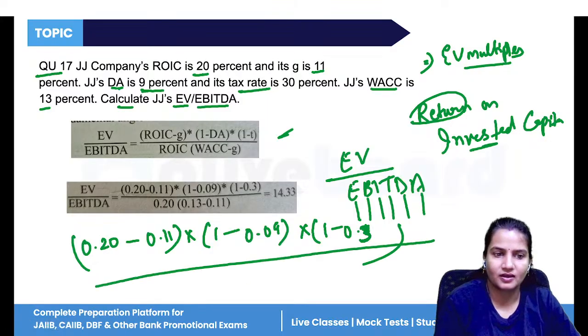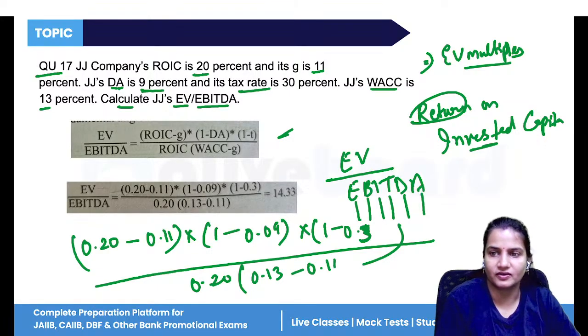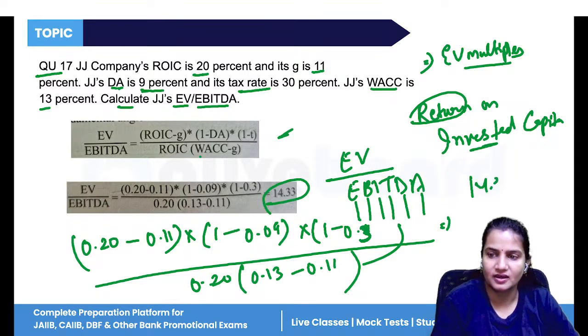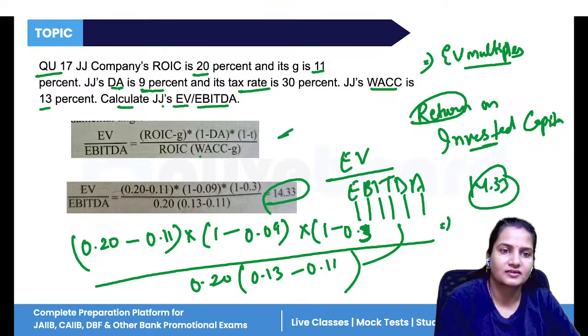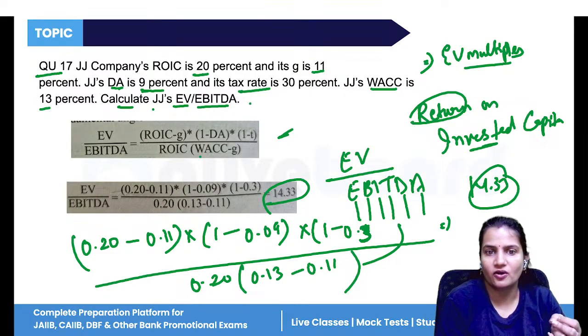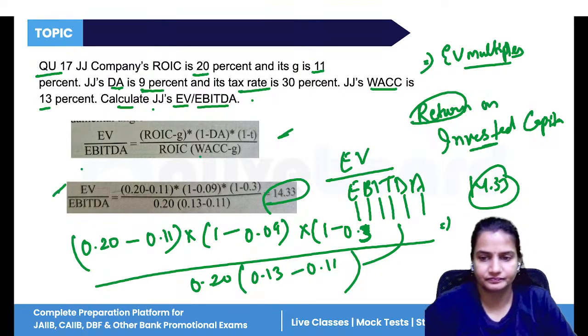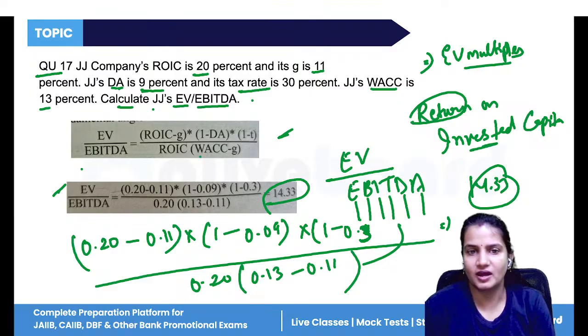Okay, now upon ROIC, which is 0.20, and 0.13 minus 0.11, that is WACC minus growth. Now, if you calculate, you will get 14.32. So, this is JJ company's EV upon EBITDA multiple. So, this is how you have to calculate.